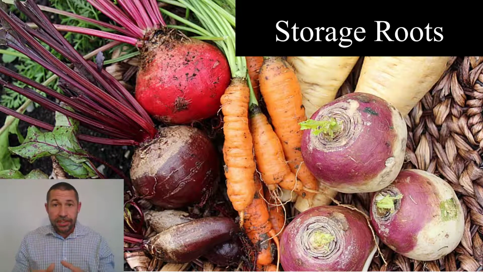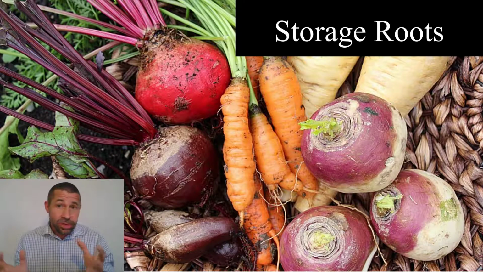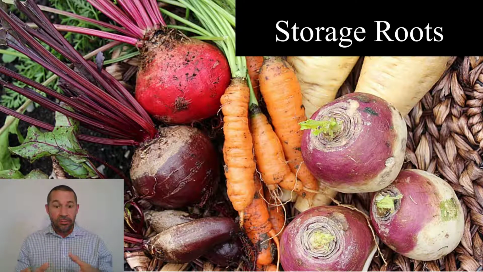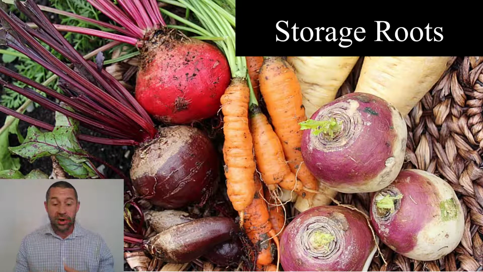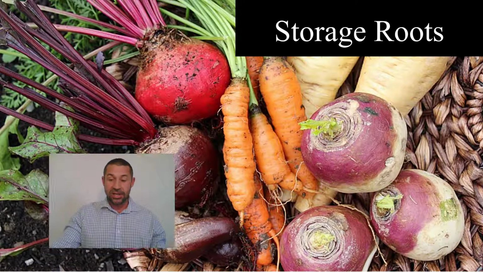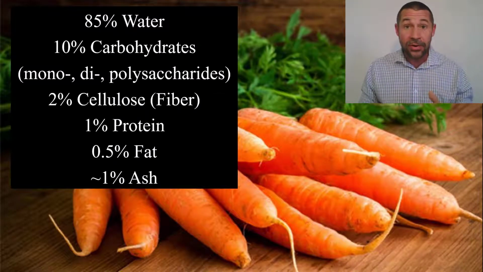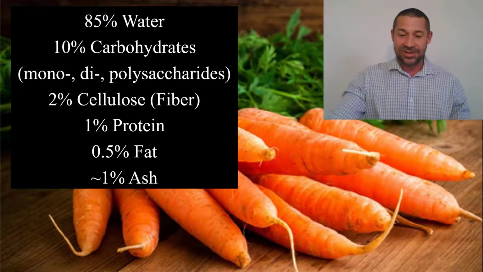Storage roots, like beets and carrots, do just what their name implies. They're going to store energy for the plant, often throughout some period of dormancy, like winter time or following a drought. This stored energy is then available to jumpstart growth when conditions are again favorable for plants to regrow photosynthetic tissue. So the carrot is a chemical storehouse of water, carbohydrates, proteins, and fats. Be sure and eat your carrots.